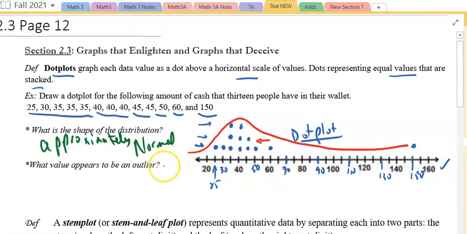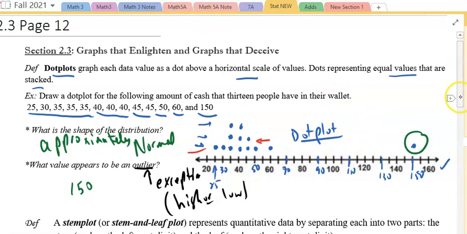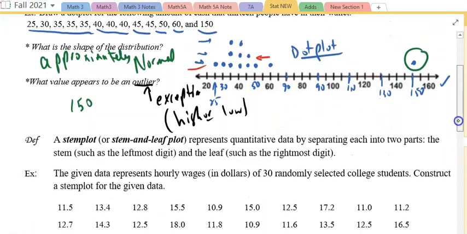And what value appears to be an outlier? What's an outlier? That's an exception. Normally it's either too high or too low compared to the values that we're looking at. Well, 150 is an exception. That's way too high compared to the rest.